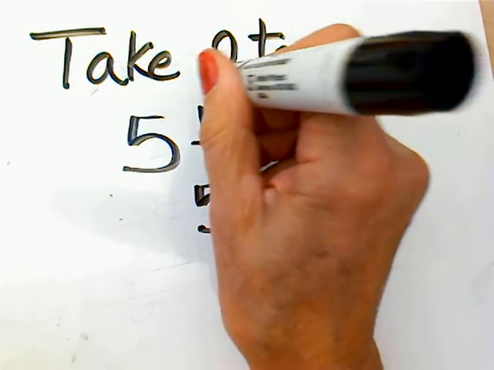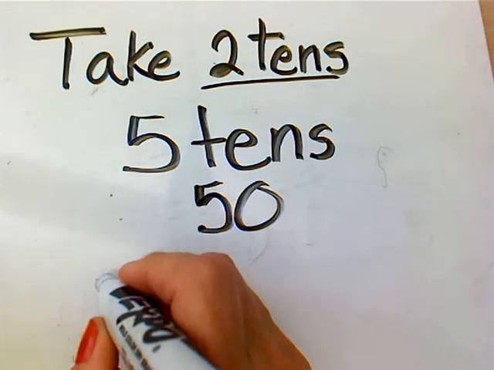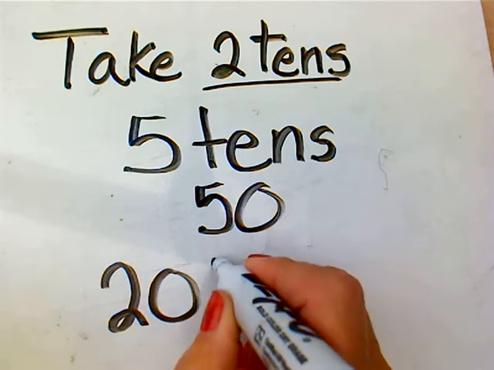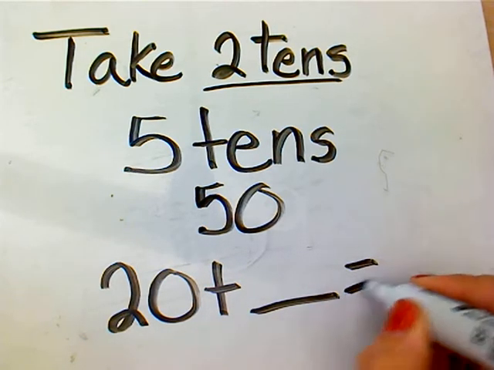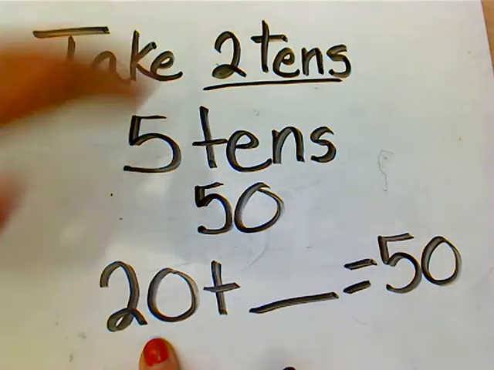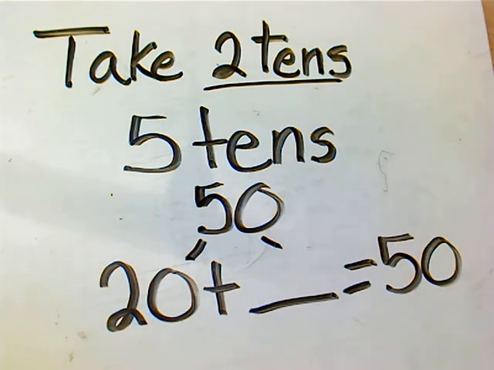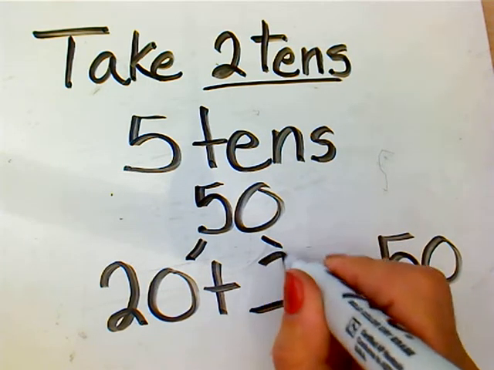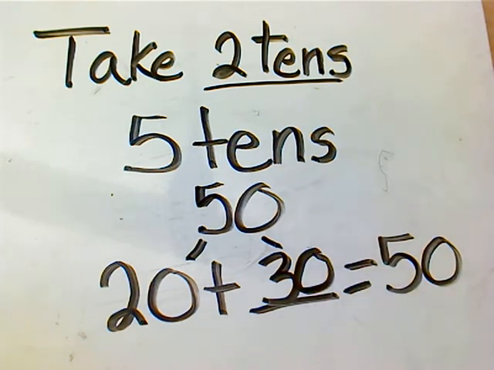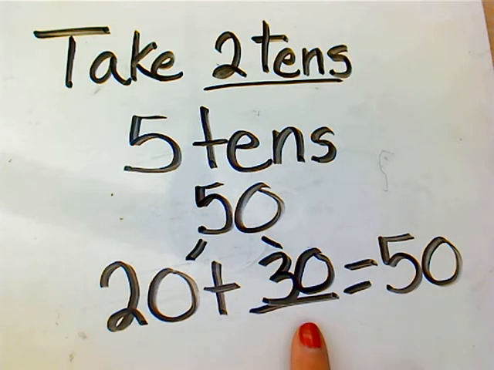Well, what I want you to do is we're going to take 2 tens and break this apart into 2 tens plus something would give me 50. What would I have to add to those 2 tens that I just took out of this 50 in order to end up with 50 again? I'd be making a little number bond with that 50. If you said 30, congratulations, you would be exactly right. If I took out 20, that would leave me 30 that I would need to have to get to 50.